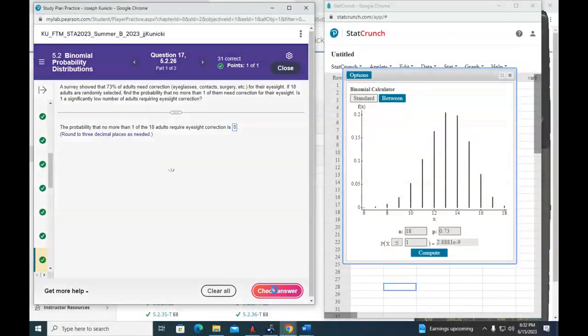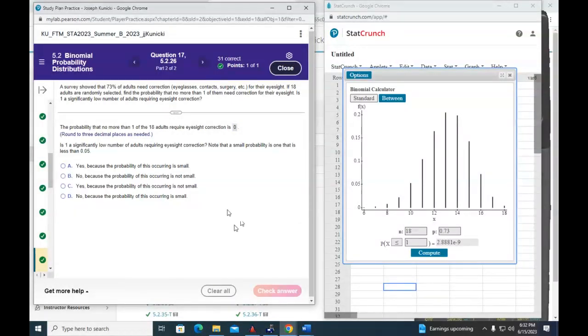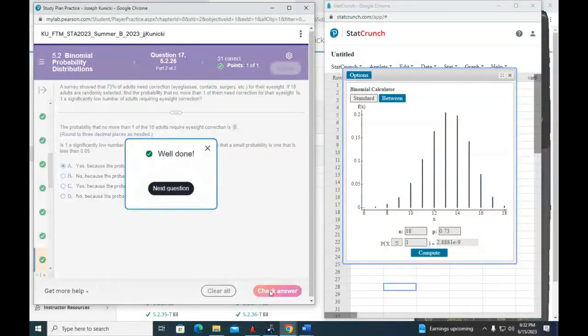So it's 0. I mean, it's just not a snowball's chance of that occurring. Don't put your money on it. If it was E plus 10, would you go right, for the decimal place? Is 1 a significantly low number? Yes, because the probability of this occurring is very small. It's minuscule. It's certainly less than 5%.